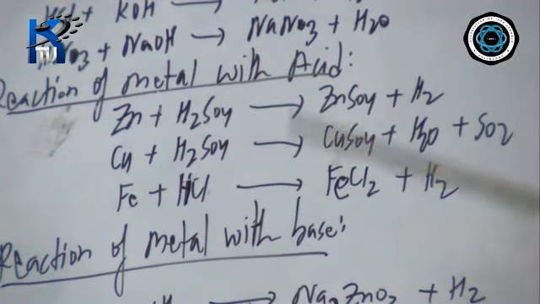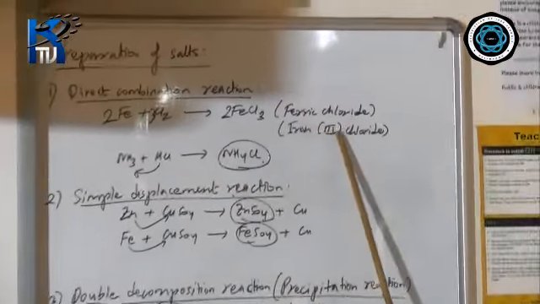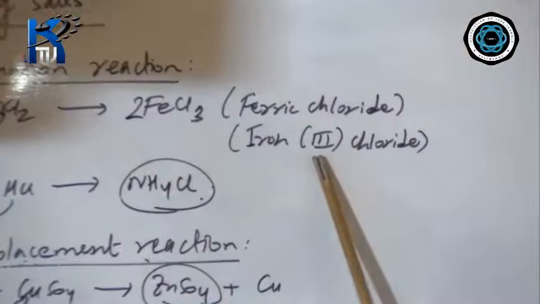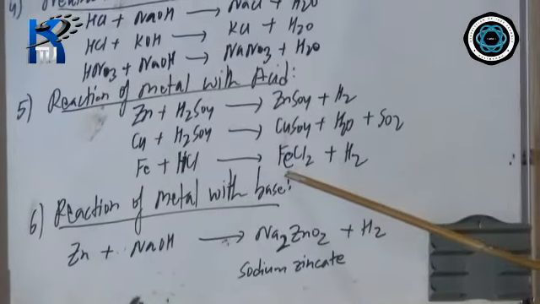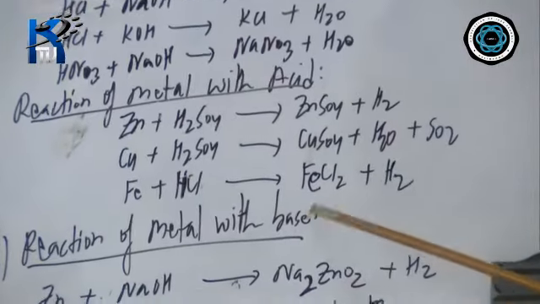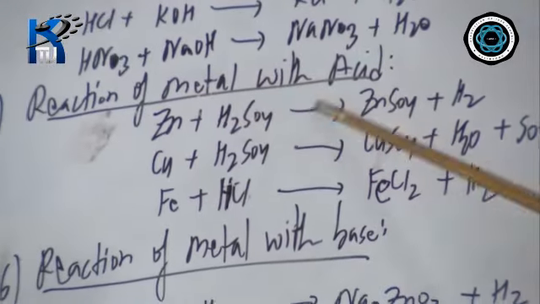Now don't get confused here, students. You can see out here, iron 3 chloride. I repeat again, iron 3 chloride is prepared by combination reaction, whereas iron 2 chloride is prepared by reaction of metal with acid.